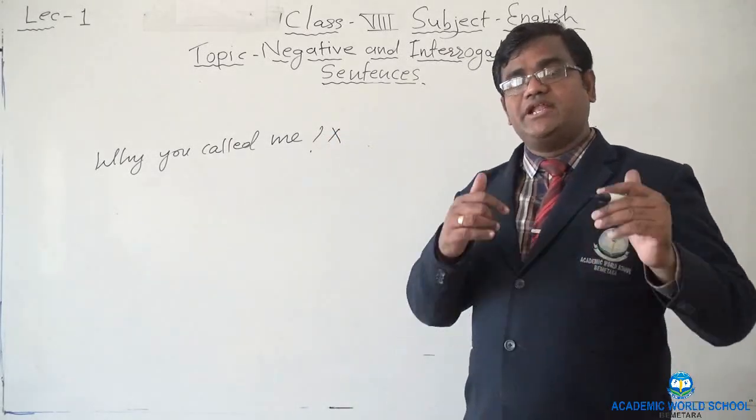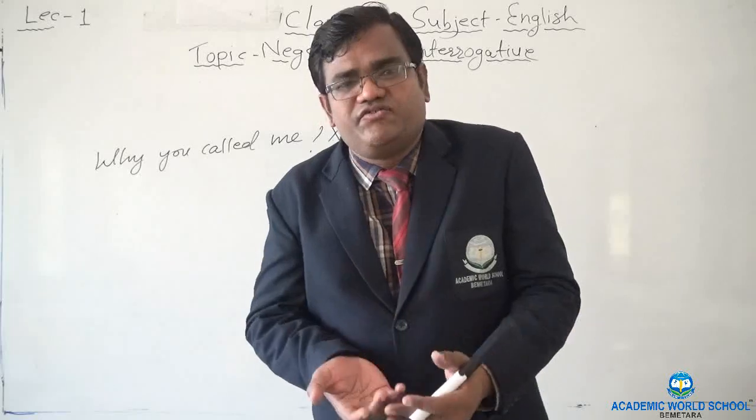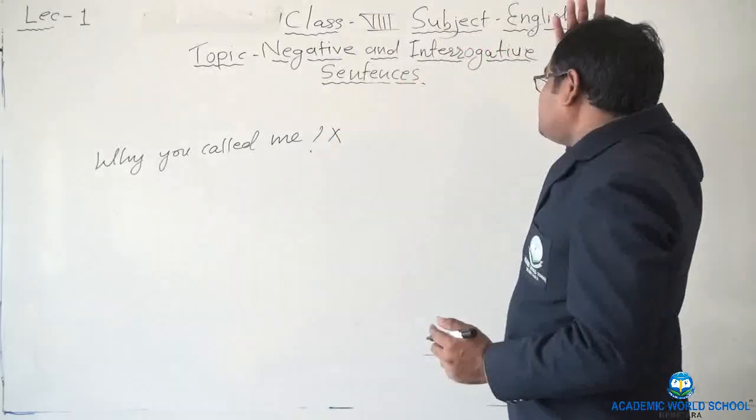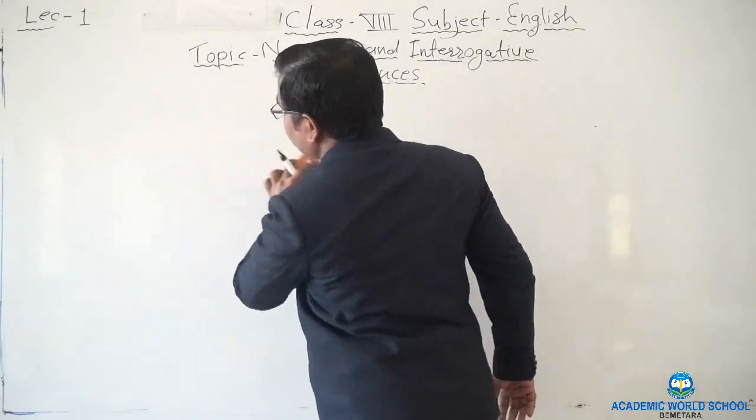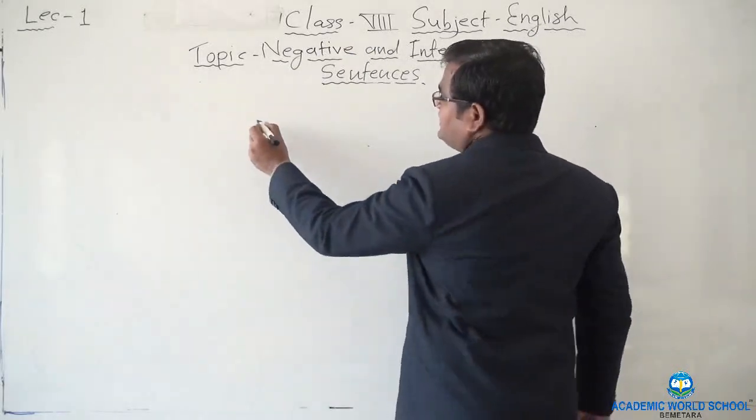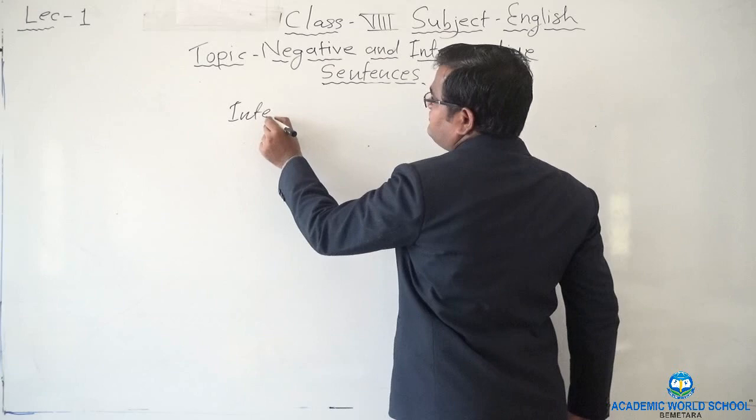Because let me tell you the basic rule of making a question. There are 2 types of questions. First of all, interrogative sentences. It is a wrong sentence actually. 2 types of questions are there. Interrogative, let me write.